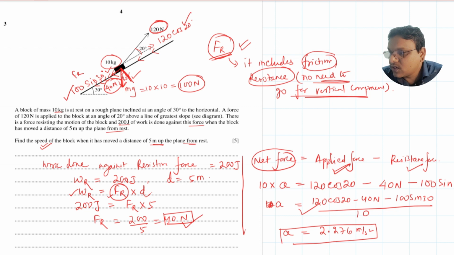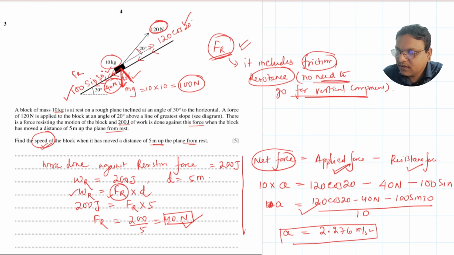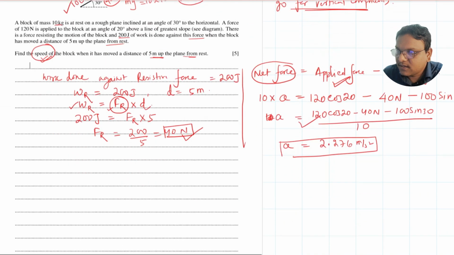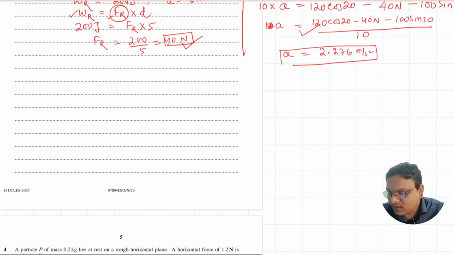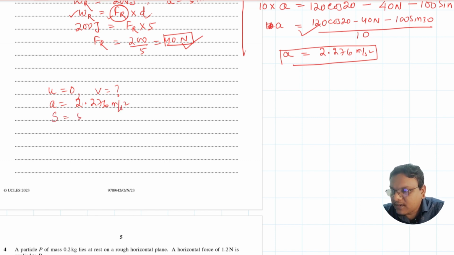So basically the question is we need to find out the speed of the block, right? So how to find it, we have to use the formula. Let's make a space for this. We need to find the speed. Definitely the initial speed is 0, u is 0, and we need to find the final speed, right? And the acceleration we got is 2.276 meter per second square. Now the distance s is equal to 5 meter, given, right?